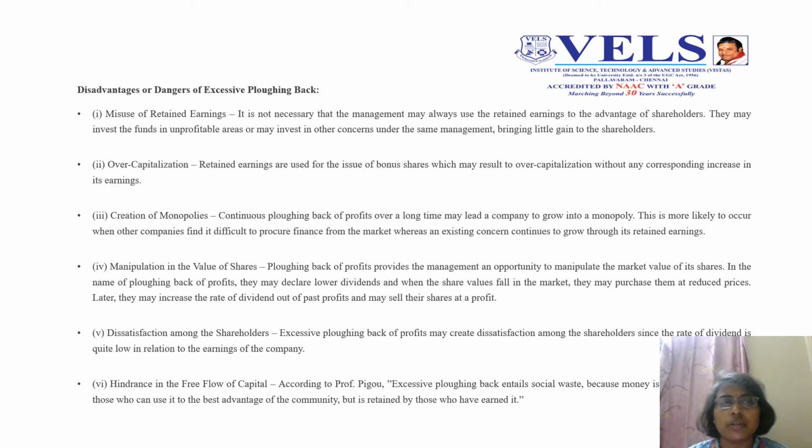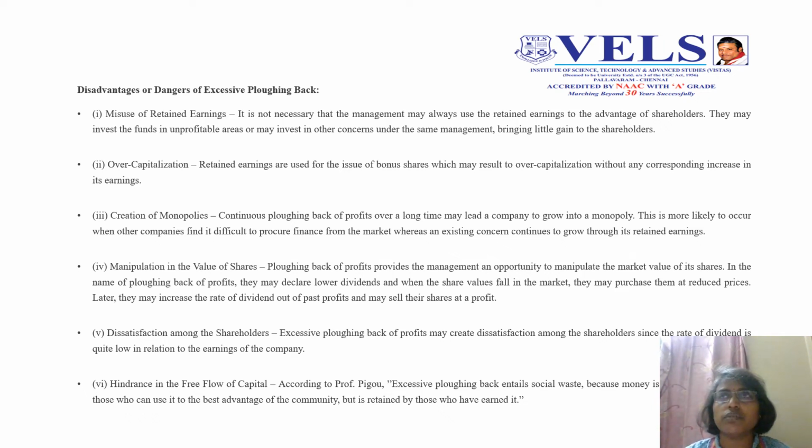Next, we'll see the disadvantages or dangers of excessive plowing back. When most of the money is plowed back into the company in the form of retained earnings, there can be a misuse of retained earnings. For example, in a particular year, the company wants to plow back around 70% of the earnings, that is, retain around 70% of the earnings. We may not know what it has been retained for, whether for the company's use or for other unprofitable areas.